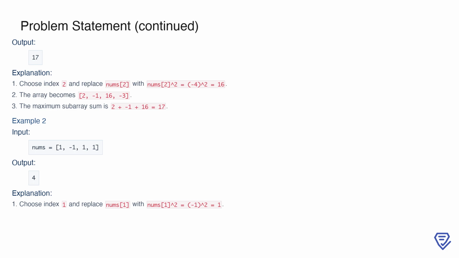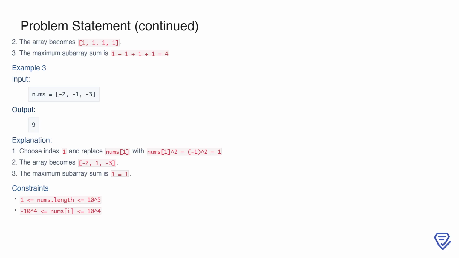Suppose the input array is nums equals [2, -1, -4, -3]. Here, we can choose the element at index 2, which is -4, and replace it with its square, (-4)^2 equals 16. This transforms the array into [2, -1, 16, -3]. The next step is to find the maximum subarray sum in this updated array. By summing the subarray 2, -1, 16, we get a total of 17, which is the maximum sum possible in this case. Therefore, the output is 17. This example highlights how strategically choosing the element to square can significantly impact the result.